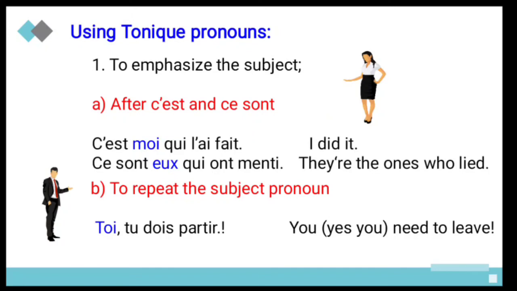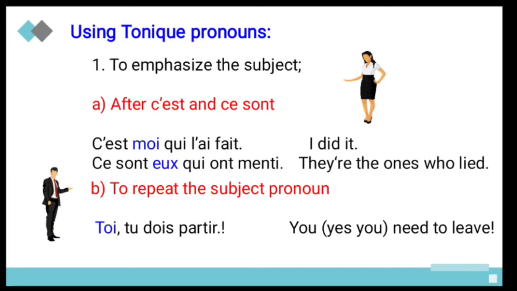So when is the pronom tonique used? To emphasize the subject after c'est or ce sont. So after c'est or ce sont only, you have to use the pronom tonique. See the example. C'est moi qui l'ai fait. I did it. C'est is used for the singular, and ce sont is used for the plural. So ce sont eux qui ont menti. So they are the ones who lied.